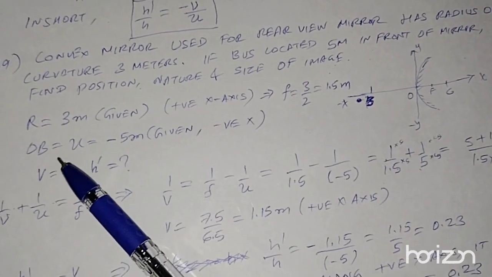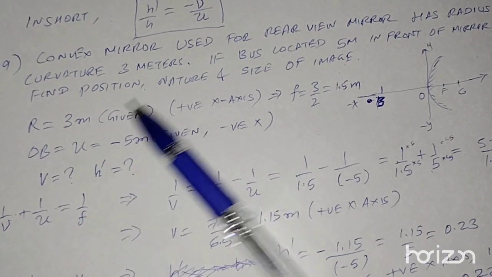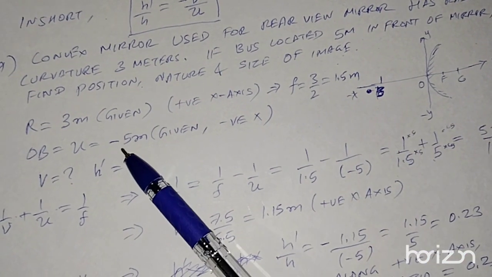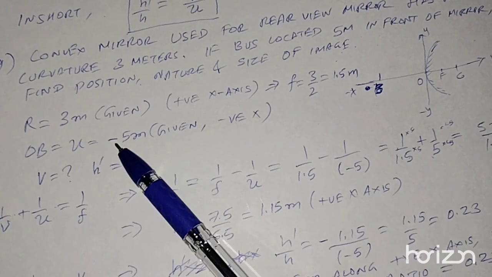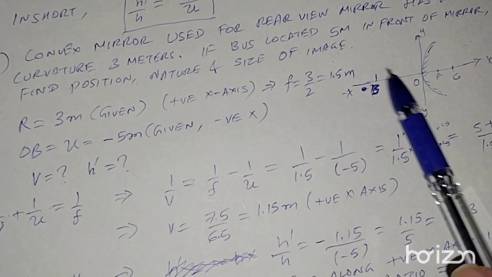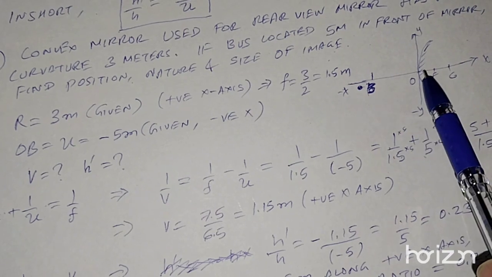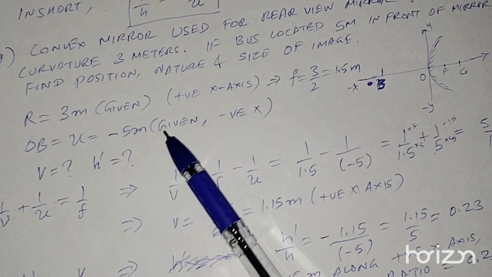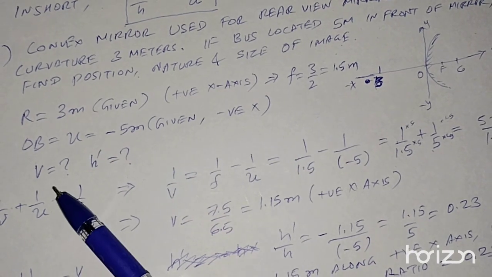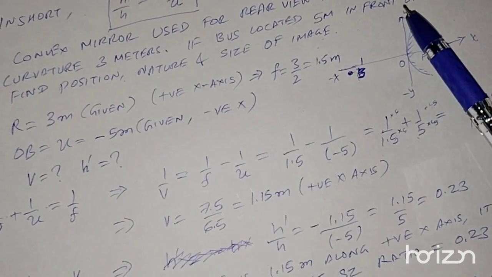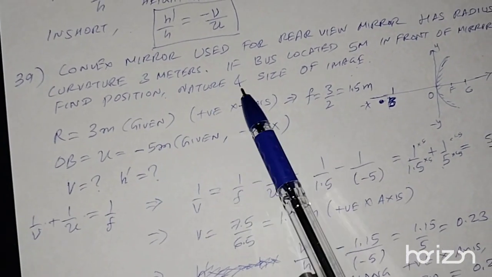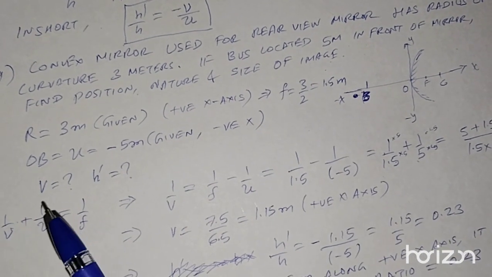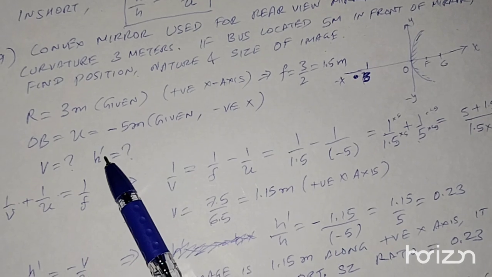Okay, and OB, that is the object distance. See, if the bus is at B, OB, which is the object distance, is 5 meter. But we are taking it as negative. Why? Because see, this is along the negative x-axis. This is to the left of the origin. So you must be careful here and take minus 5 meter. They are asking to find the position, nature and size of the image. So they are asking what is v and what is h dash.